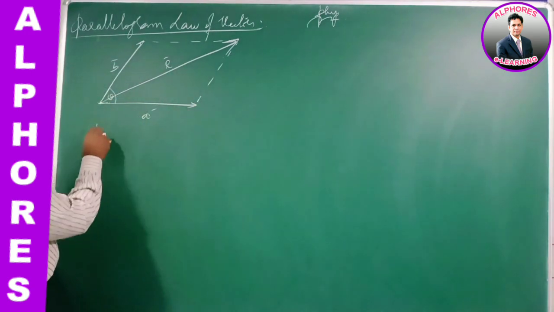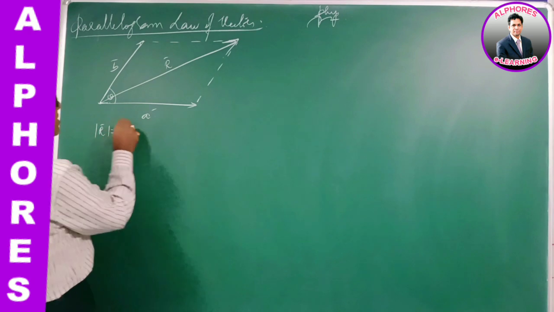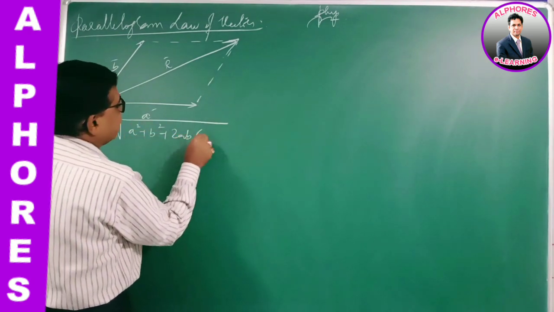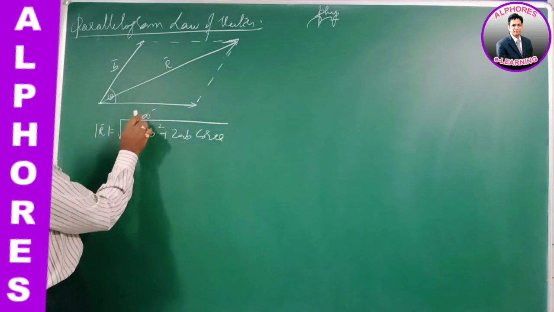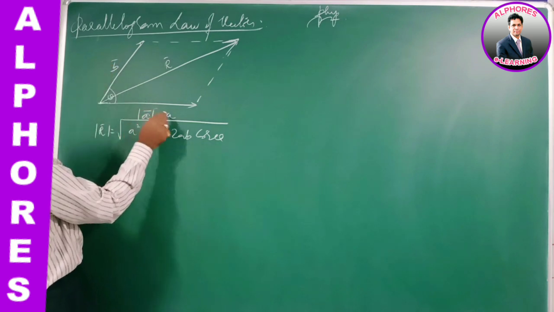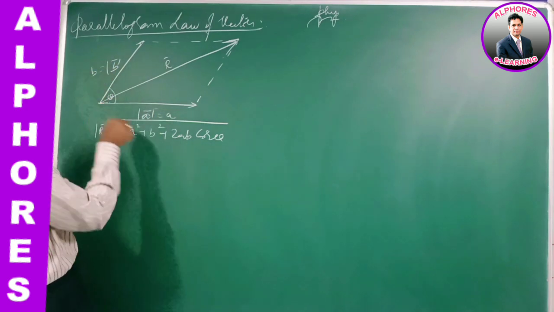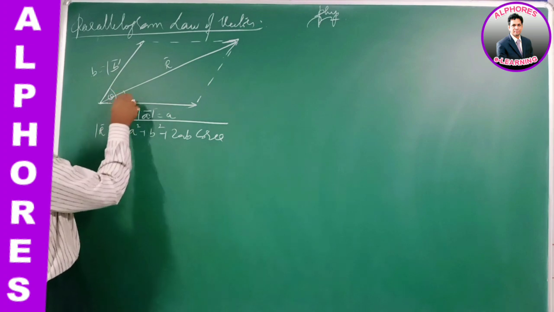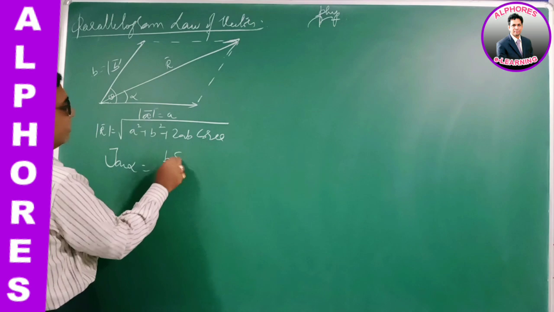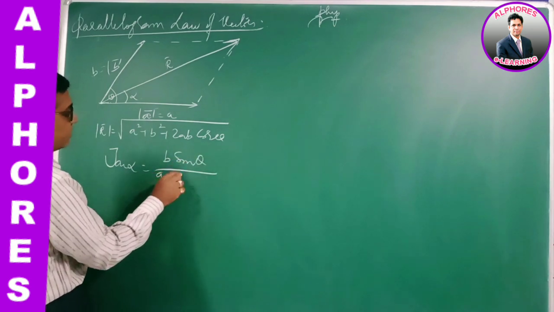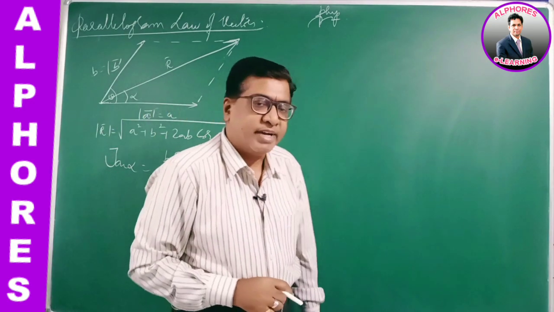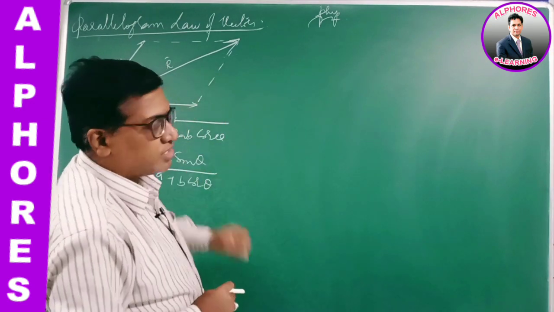The magnitude of the resultant, mod R, is the square root of a squared plus b squared plus 2ab cos theta, where a and b are the magnitudes of the vectors: mod a bar is a, mod b bar is b. The angle made by the resultant with a bar is alpha, so tan alpha is b sin theta by a plus b cos theta. This gives the magnitude and the direction of the resultant of two vectors.